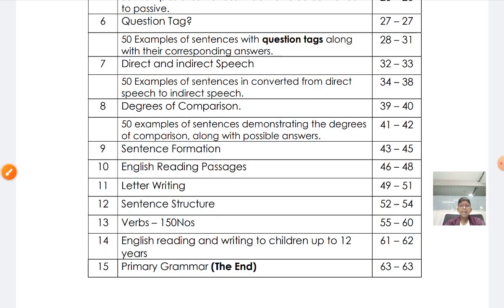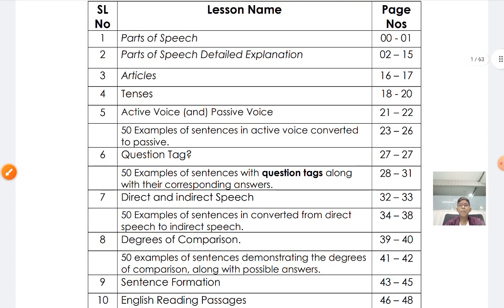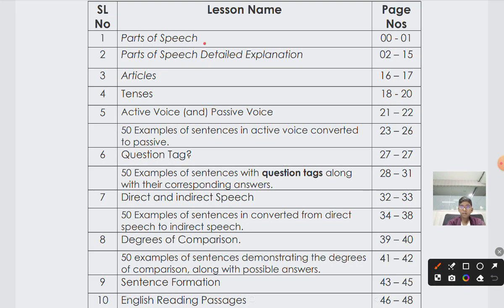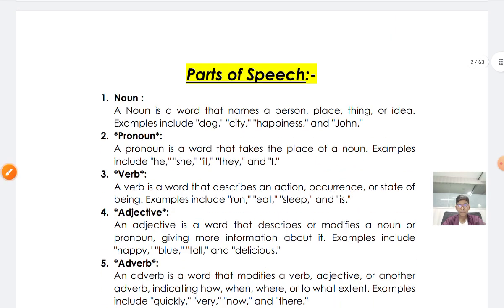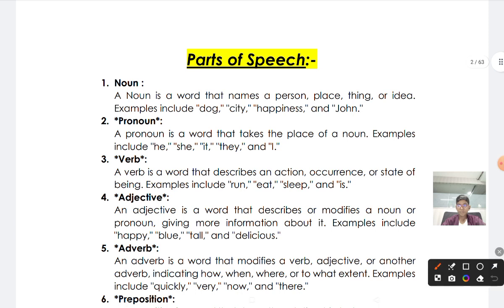So that's all. And today we're going to discuss about parts of speech and parts of speech detailed explanation. Okay? So now we're gonna come with parts of speech. So parts of speech. What is parts of speech? Parts of speech is divided into 8 types. Noun, pronoun, verb, adjective, adverb, preposition, conjunction, interjection.